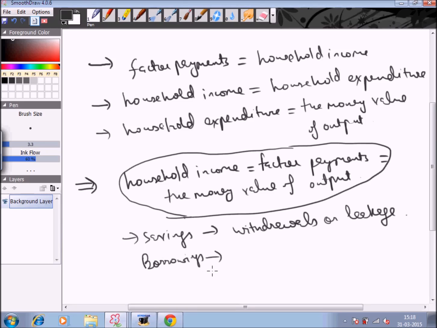This is just to make the concept clearer. Not exactly borrowings, that is spending from my past withdrawals and past leakage. If there would have been borrowings, we call it an injection. Then what would happen? So let's first understand the concept of withdrawals or leakage and injection.